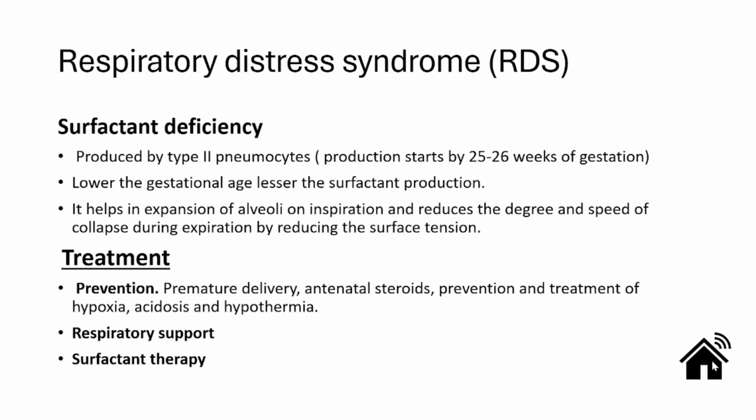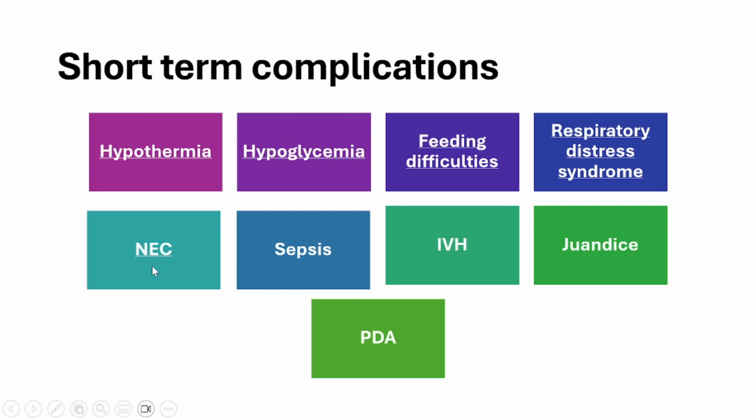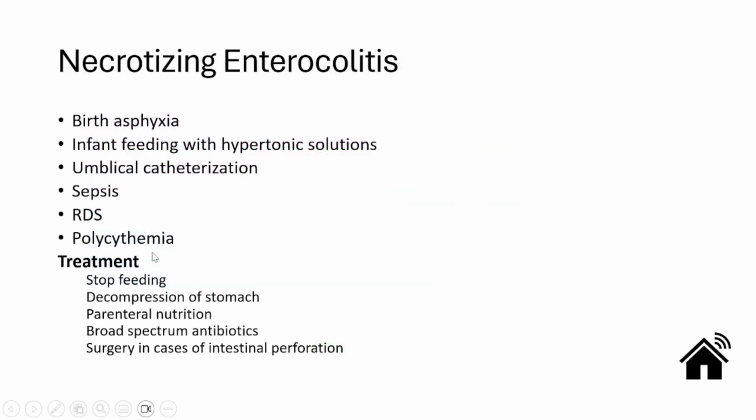Necrotizing enterocolitis develops in these preterm babies either due to birth asphyxia, feeding these preterm infants with hypotonic solutions, umbilical catheterization, sepsis, RDS, or polycythemia. Treatment is done by stopping the per-oral feeding, decompression of the stomach, giving total parenteral nutrition, broad-spectrum antibiotics, and surgery in cases of intestinal perforation.